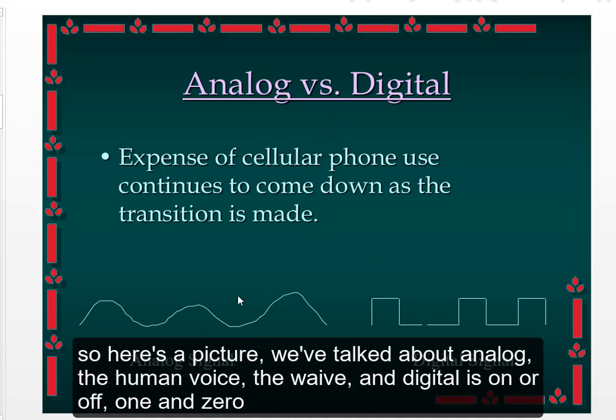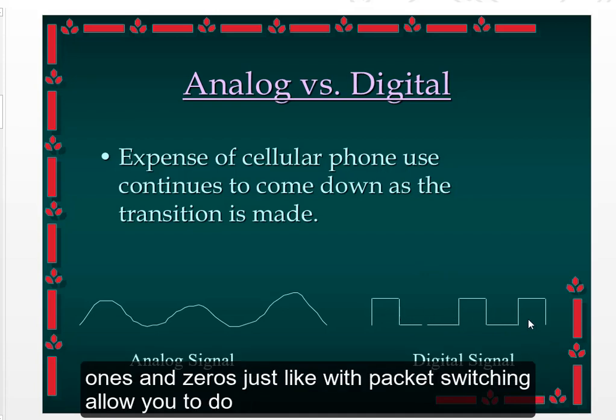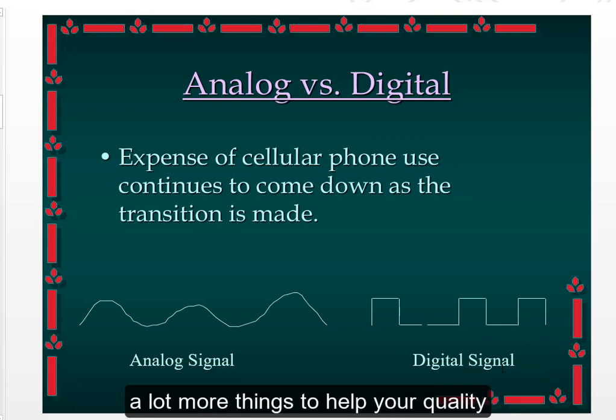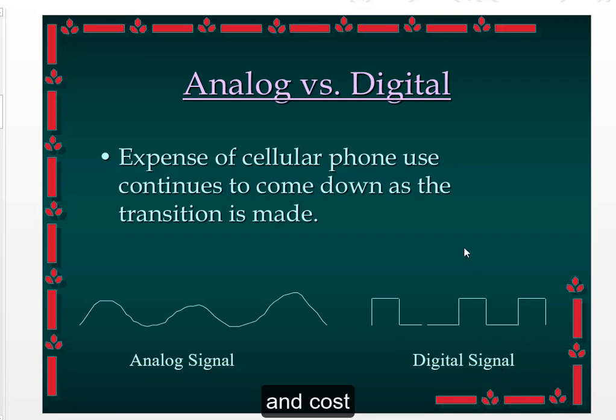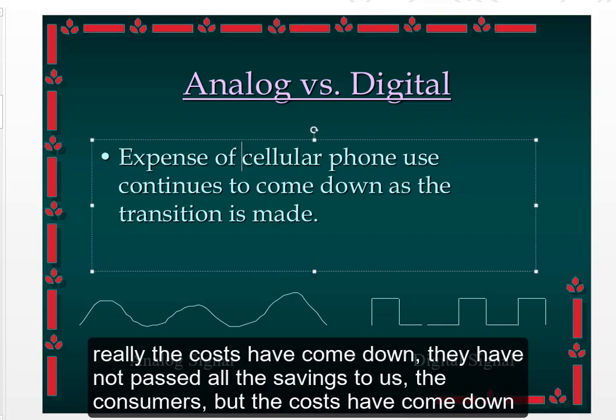So here's a picture. We've talked about analog, the human voice, the wave, and digital is on or off, 1 and 0. Ones and zeros, just like with packet switching, allow you to do a lot more things to help your quality and cost. And really, the costs have come down. They have not passed all the savings to us, the consumers, but the costs have come down.